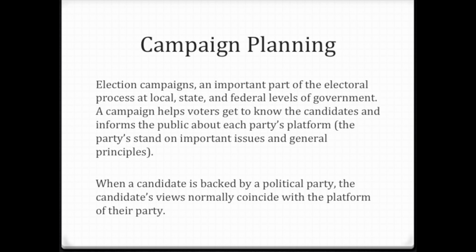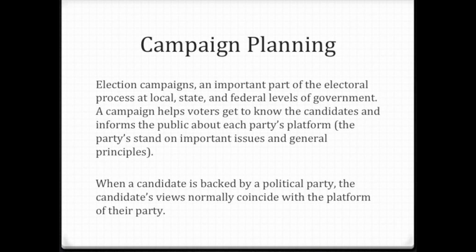Keep in mind that despite the fact that voting gives Americans a chance to participate in their government, not everyone votes. So you decide that you want to run for office. The first step is campaign planning.